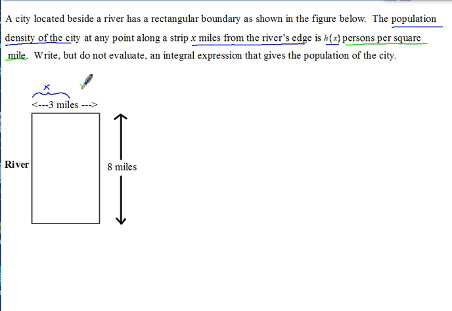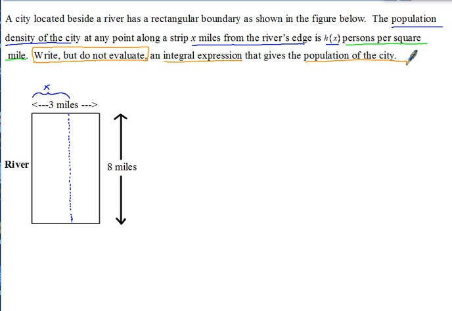Okay, so what it's saying basically is if you go X miles away from the river's edge, everywhere in the city along that strip, the population density is the same. So it's all based on how far away you are from the river. Maybe there's more people that want to live along the river, or maybe there's more people that want to live away from the river. There could be all kinds of reasons why people want to live closer or further from the river, which is affecting the population density. But then again, it says write but do not evaluate, so we just have to set this up and not work it out. An integral expression that gives the population of the city.